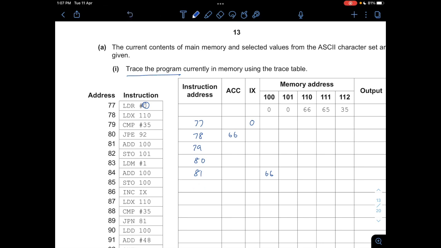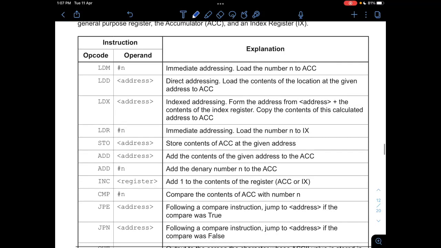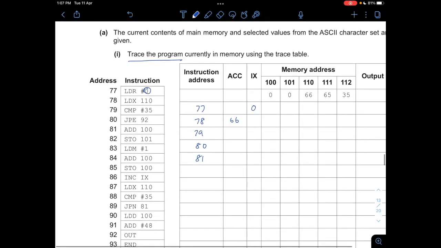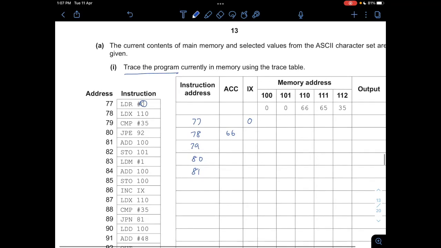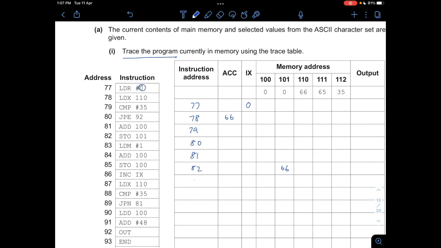so add 100, okay, let's look at this. Add the content of the given address to the accumulator. So here add 100 means it's 0, so nothing happens, because we are adding the value of the memory address to the accumulator, incrementing it with the value in the memory address, but there's nothing in 100, so it's 0. So we just jump to 82, and then we store the value in the accumulator into 101, so this would be 101, we put 66, and then 83 is LDM1.